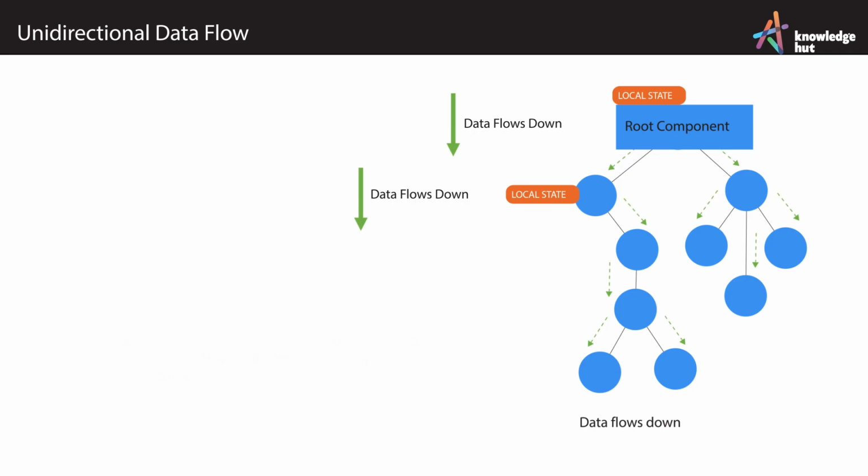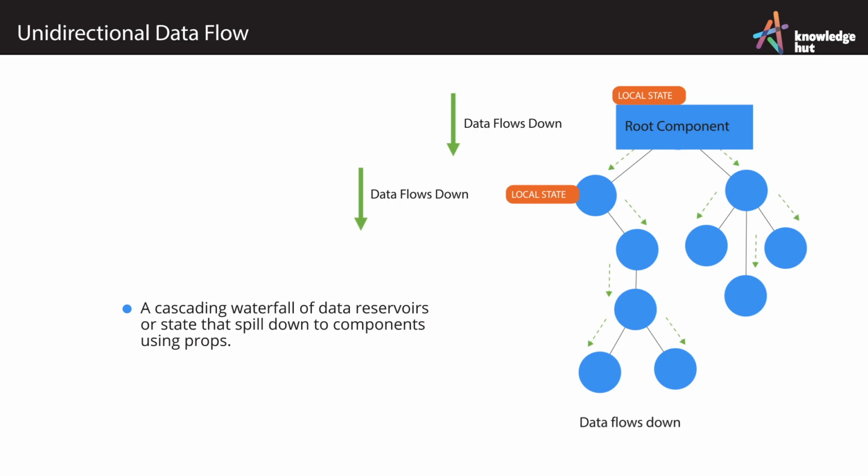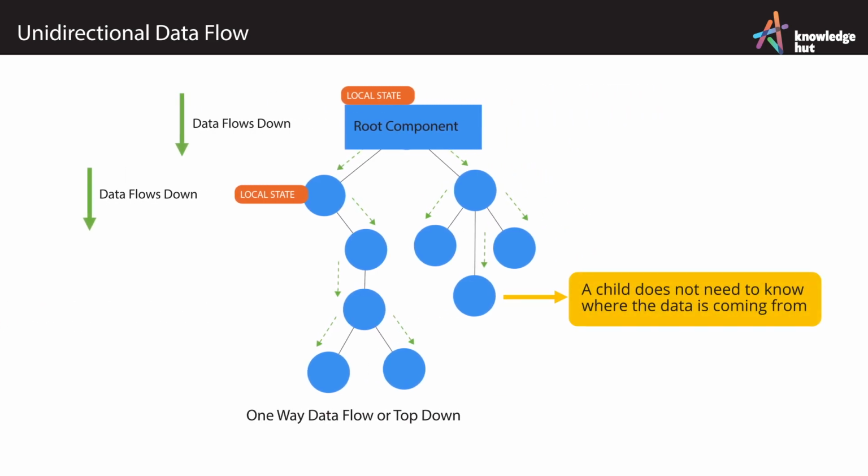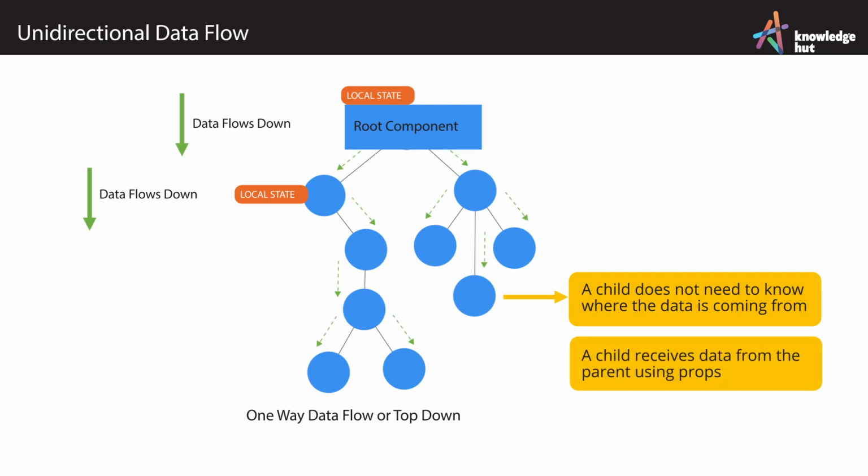As a result, you will observe a cascading waterfall of data reservoirs or state that spill down to components using props. This is what we call one-way or top-down data flow architecture. This architecture means that a child component does not need to know where the data is coming from or where in the hierarchy it is stored. Additionally, there is no way for a child component to know if the parent is a stateful or a stateless component. All that a child knows is that it receives data typically using props.